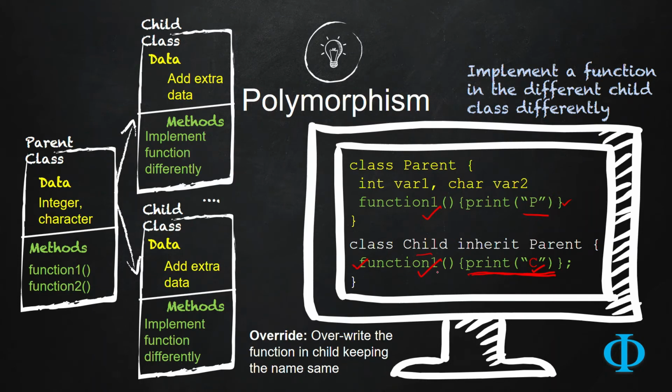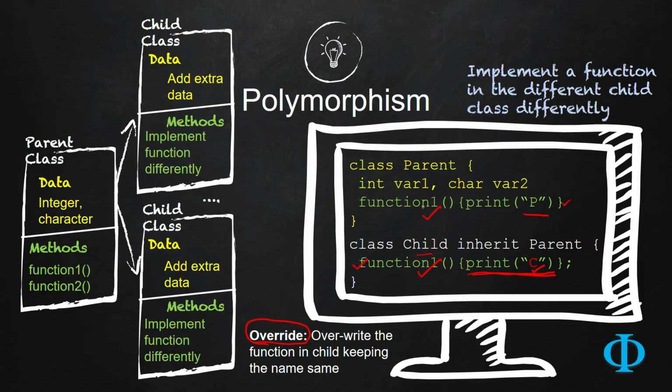And implementing the parent's function in many different ways is called overriding. Sometimes for easy understanding, you can say that override means overwriting a function. That is, you inherited some function from your parents, and then you are overwriting it or utilizing it in your own way.